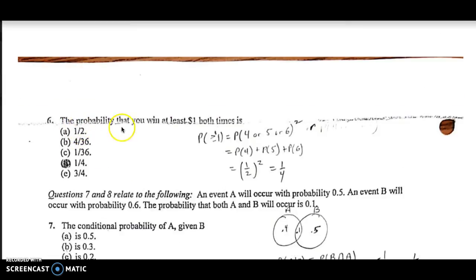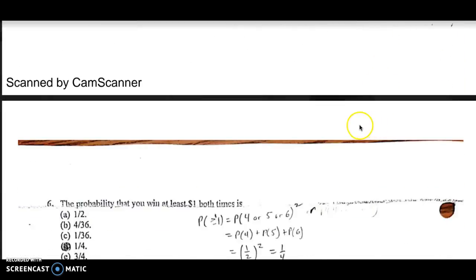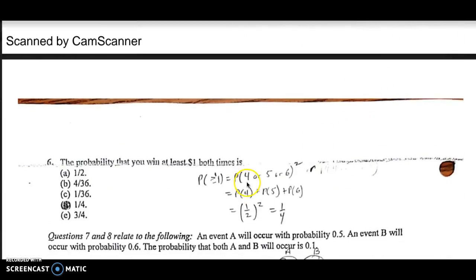Question 6, the probability that you win at least $1 both times. Winning at least $1 means you could roll a 4 or a 5 or a 6. So the probability of rolling a 4 or a 5 or a 6, that's half of the die. So that's 1/2, and you're doing it 2 times. Squaring it, 1/2 squared gives you 1/4. Answer is D for number 6.